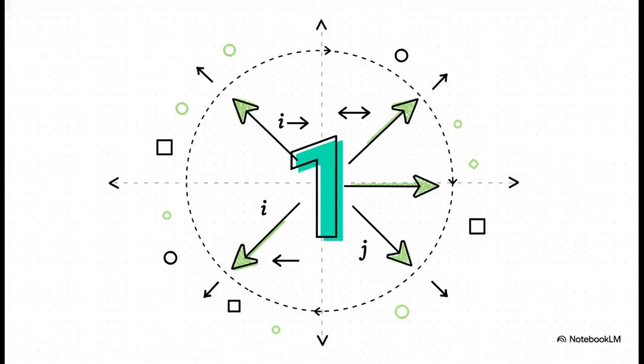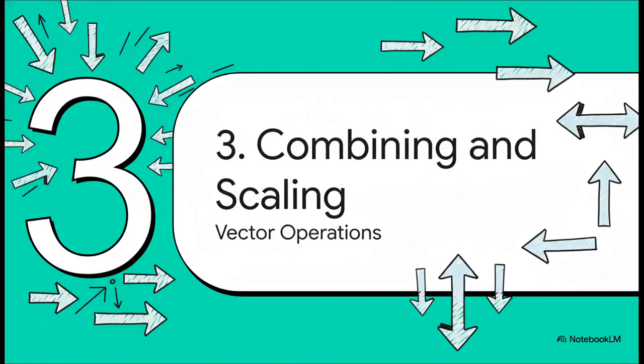And speaking of those i, j, and k instructions, they belong to a really special class called unit vectors. And their defining feature? Their magnitude, their length, is always exactly 1. Their only job is to point. That's it. They just define a direction without adding any length of their own. They're pure direction.